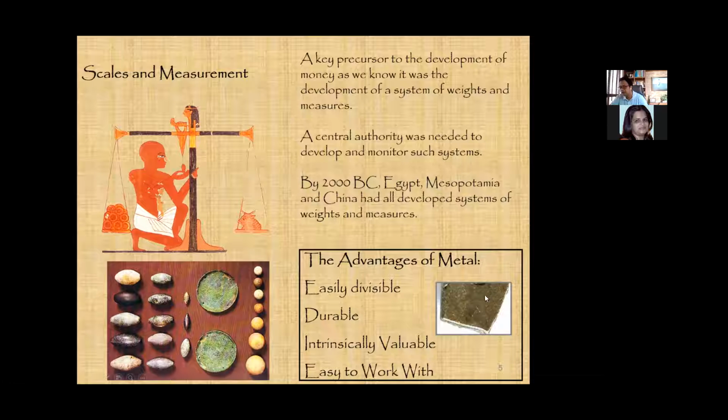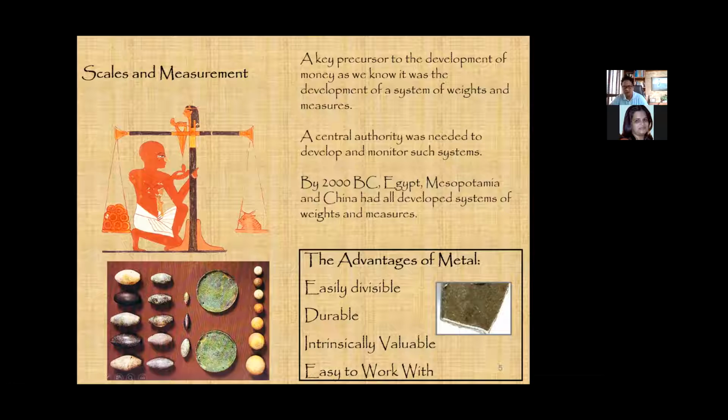And the advantage, as you can see on the slide, of having metal being used is that it was easily divisible. You were able to break it, slice it, make it to a certain weight. It was durable, right? So if I am moving from one place to another, it would not perish. It would stay there, and even after years the metal exists, and that's the reason we still get coins from ancient Asia. So it is durable. It has an intrinsic value.